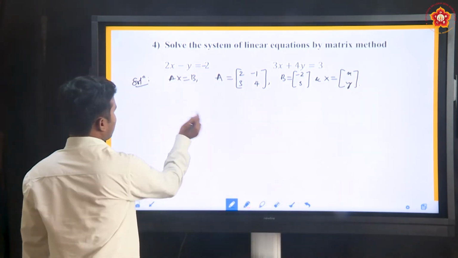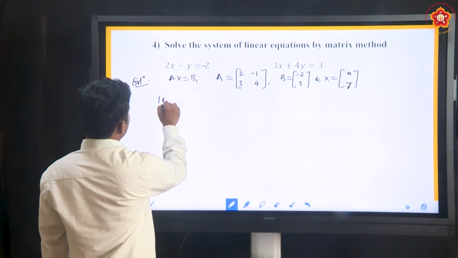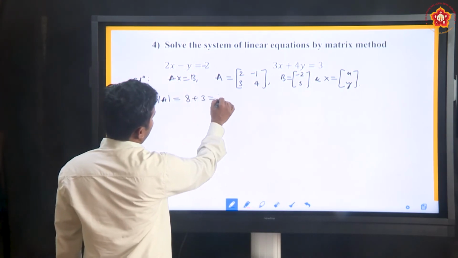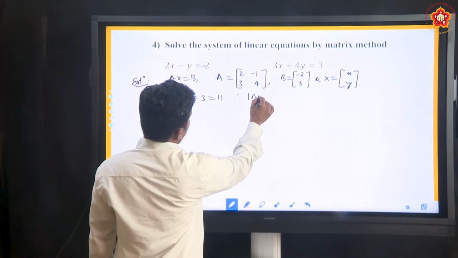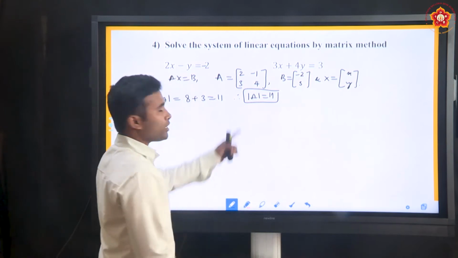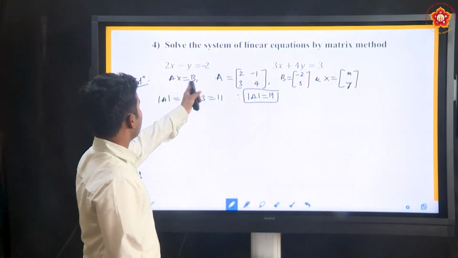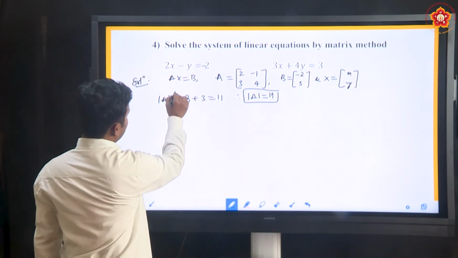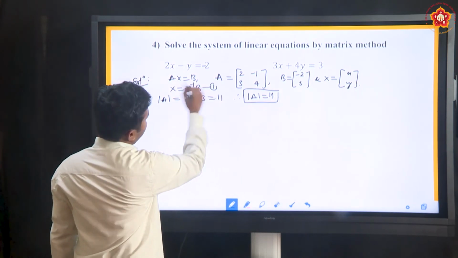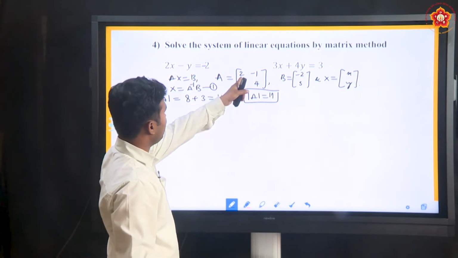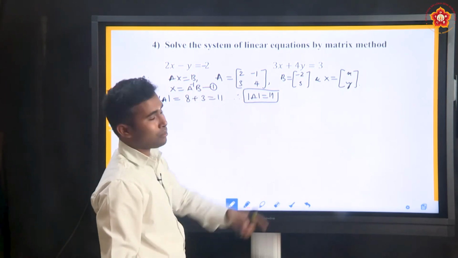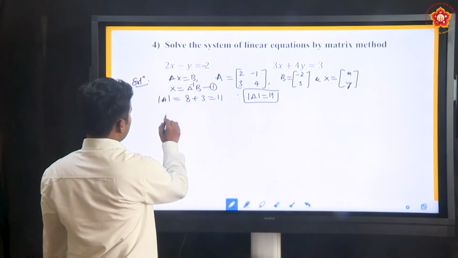So, here we can find the determinant of A. What is determinant of A? 8 plus 3, which is 11. Therefore, determinant of A is 11. So, after finding determinant of A, we can find what? A inverse. Since we can write this, X is equal to A inverse into B. Okay, I can call it as 1. So, now we have to find A inverse, and after finding A inverse, we have to multiply that with B.